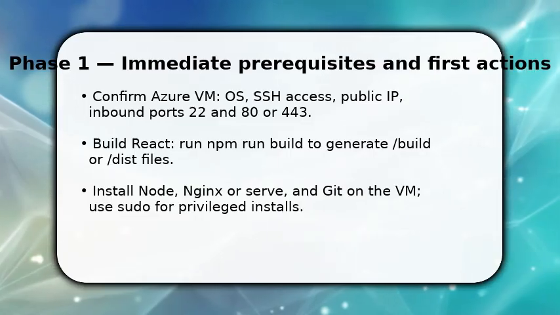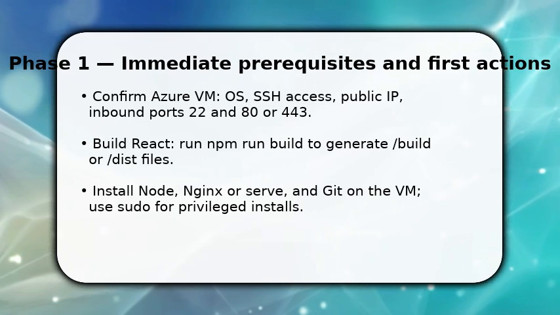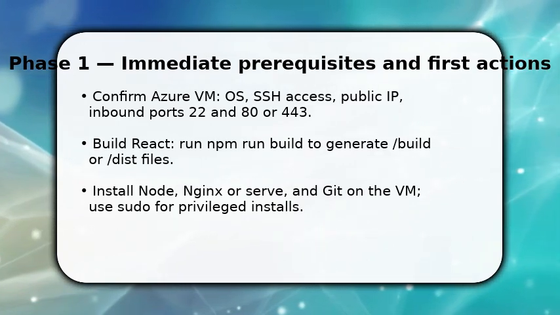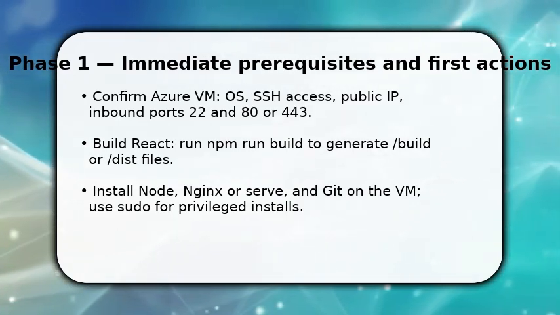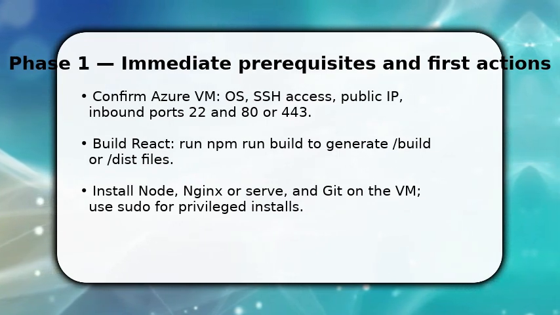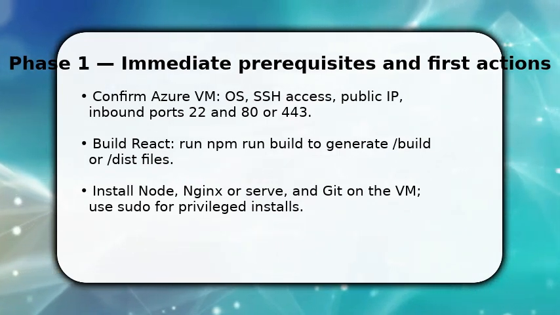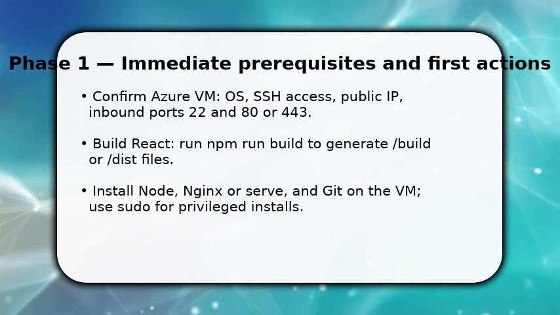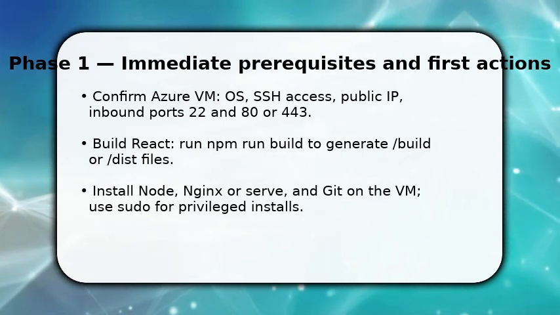You start by verifying prerequisites and taking the first concrete actions. SSH into the Azure VM using the public IP and your key. Make sure ports 22 and 80 are open. Once connected, update packages and install Node and Git so you can pull code.